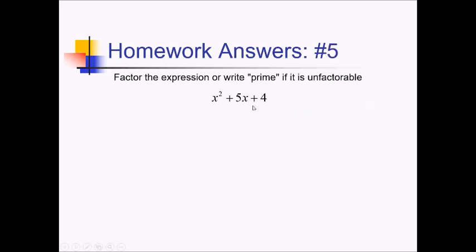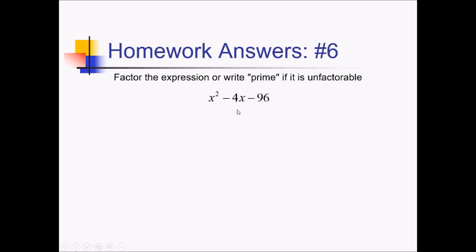To factor out this trinomial with just a 1 for the a value here, 1x squared, we need to find just factors of the constant 4 that add up to 5. Not a whole lot of choices here. That would just be 1 and 4. The only other option was 2 and 2, and that adds up to 4, not 5. So then we can write x plus 1, x plus 4.